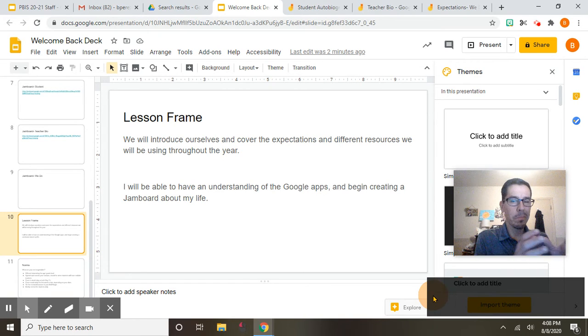So the next thing, backwards planning and moving forward, we need to have our lesson frame. So I've already pre-populated it in our next slide here. Just a generic thing, again, tailored to your age group and what's appropriate for you. But I had in here, we will introduce ourselves and cover the expectations and different resources we will be using throughout the year. I will be able to have an understanding of the Google Apps and begin creating a Jamboard about my life. Again, note that I have on here that begin creating. I don't expect any of my students to be completely done with that in the first day. And again, we want them to be able to come back and revisit it.